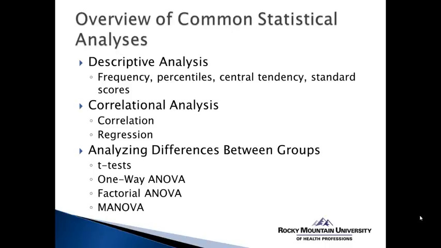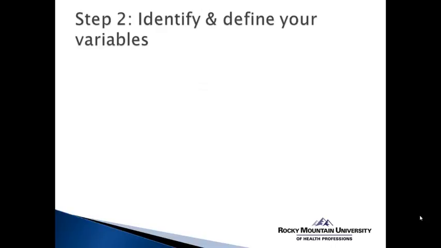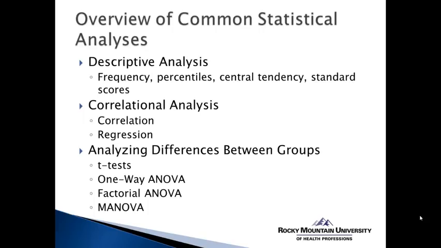So that's an overview of some of the more common statistical analyses that you will have to choose from as you're making your decision process. So once you've identified your question, and again, based upon this slide, if you have a descriptive research question, you're probably going to choose one of the techniques from descriptive analysis. If you've got a correlational research question, you're probably going to choose something from the correlational analysis. And then if you've got a cause and effect or group differences question, you're going to choose one of the analyzing differences between groups options. So that's our first step.